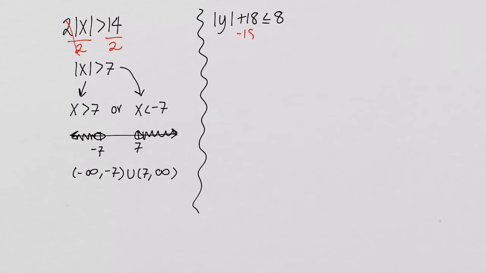So I'm going to subtract 18. I have the absolute value of y is less than or equal to negative 10. That's not going to work for us. We can't have an absolute value be less than a negative number. This is going to be a situation where there's just no solution. Even though we had a positive number up here, after we simplified and got the absolute value completely alone, we ended up with a negative. So even though there was a positive here, that doesn't matter. It matters what it simplifies to. So there's no solution for this one.